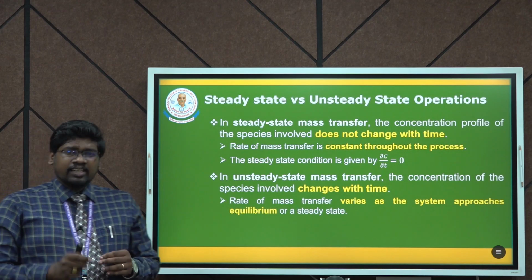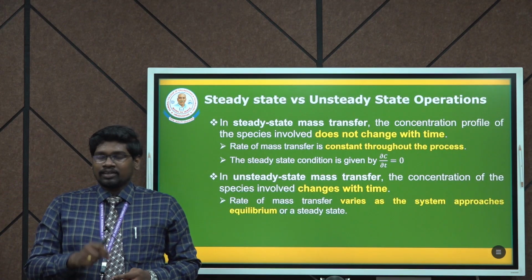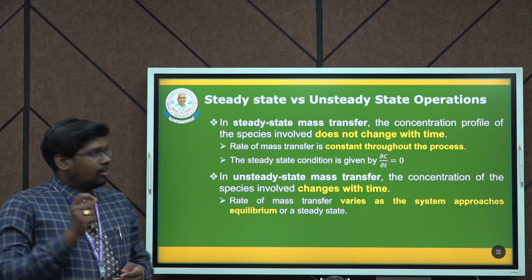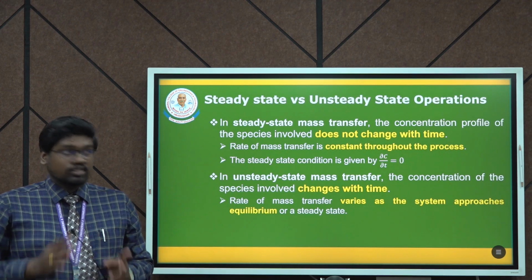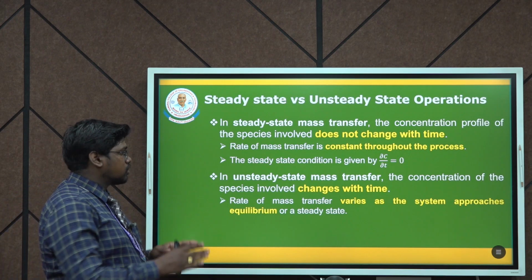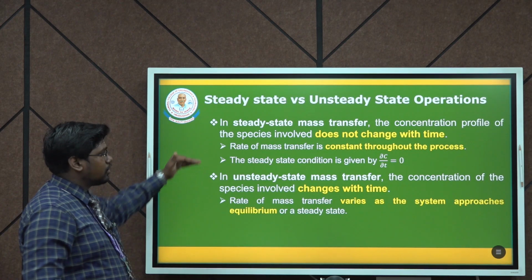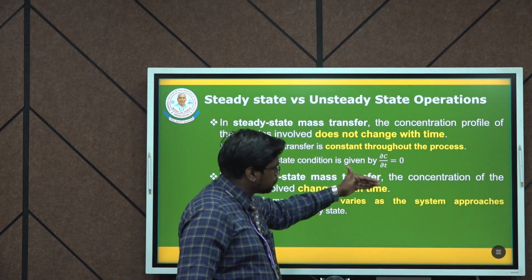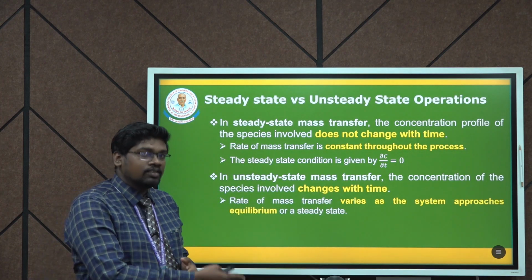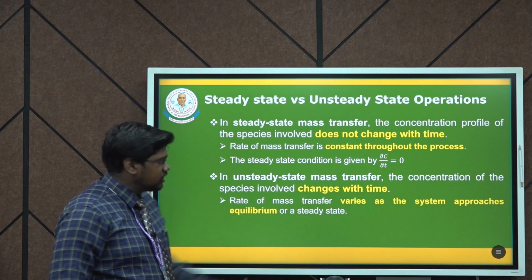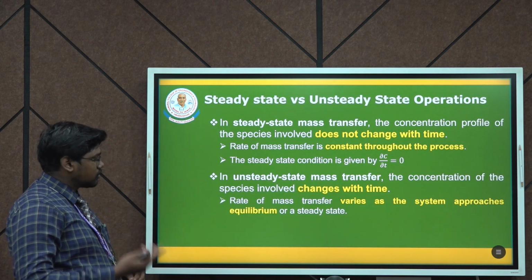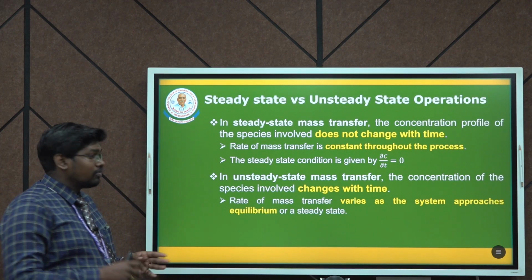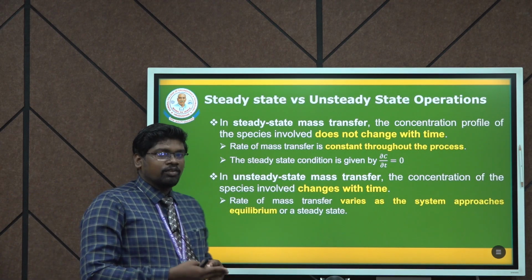Next, steady state and unsteady state operations. So in this lecture we are going to see about the steady state diffusion in a fluid. In steady state operation, the concentration profile of a species involved does not change throughout the process. So the concentration will remain constant throughout the process, and the steady state condition is given by dou C by dou T, that is the partial differentiation of concentration with respect to time, is 0. Since there is no change in the concentration, the change in the concentration is nil. In unsteady state mass transfer, the concentration of the species involved will change with respect to the time. So the rate of mass transfer varies as the system approaches equilibrium of the steady state.